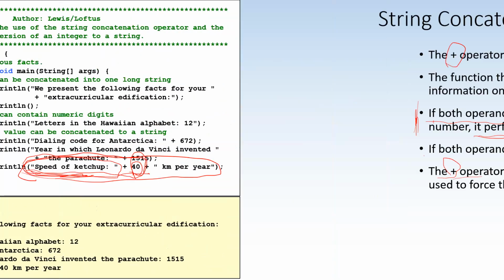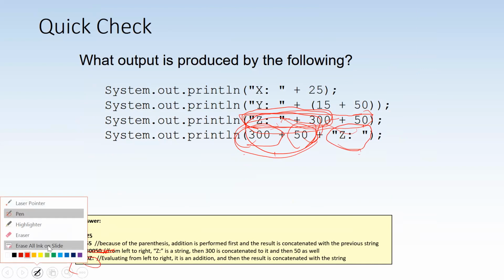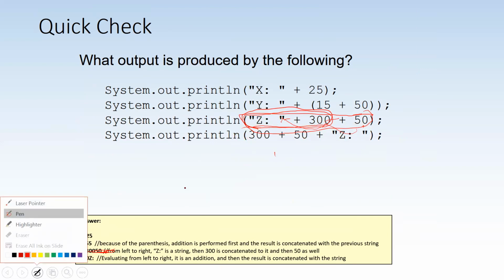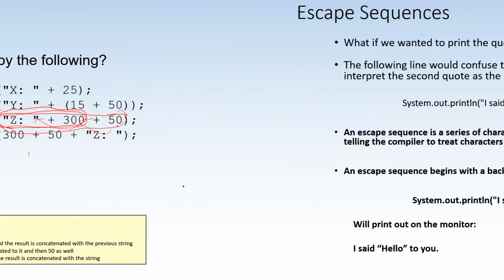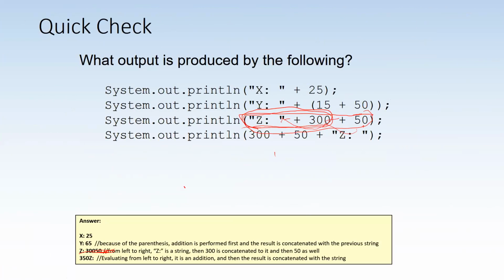Here, okay, if you look here, a number and a number, so you add them together. That's 350. And then this is a number and this is a string, so you concatenate them, then you have 350Z colon. Any other questions, everybody?